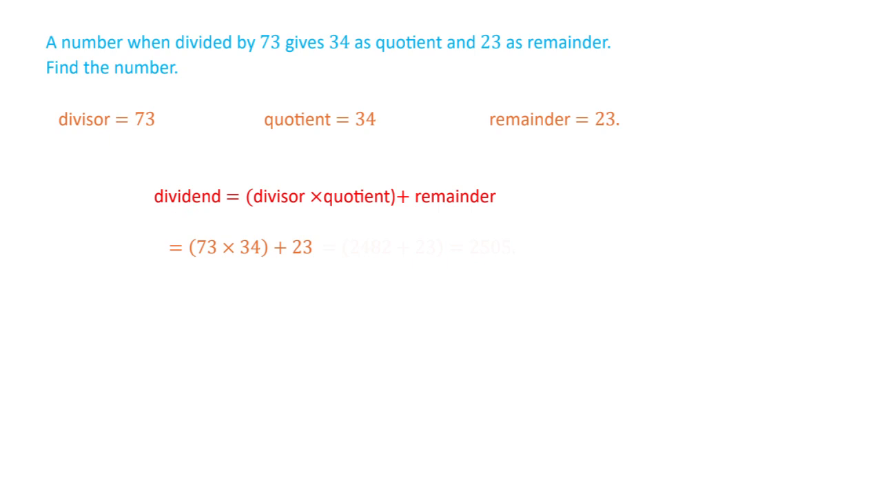So first of all, we have to multiply this 73 with 34. The answer we obtain is 2482, and when we add 23 to it, the final number we obtain is 2505. So the required number is 2505.